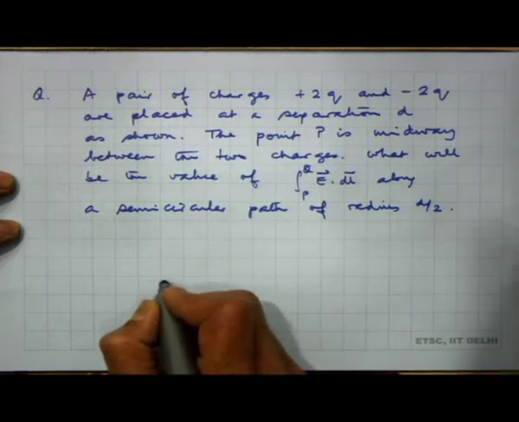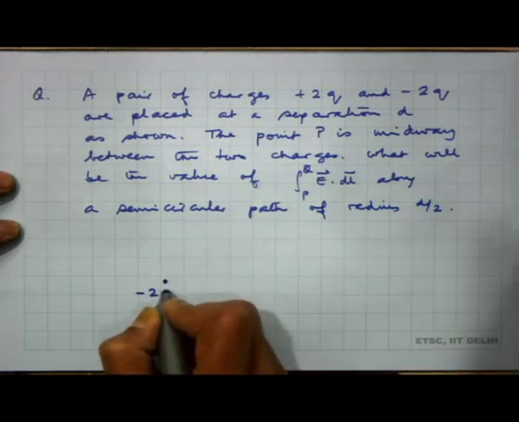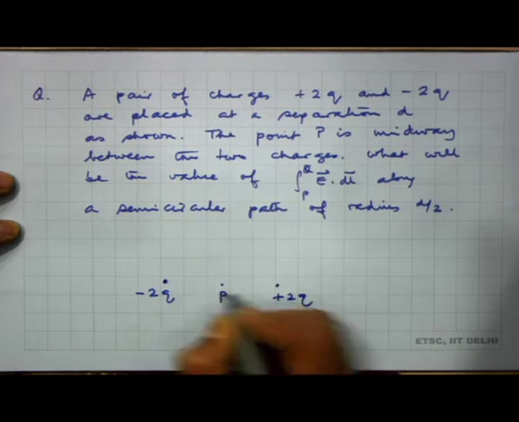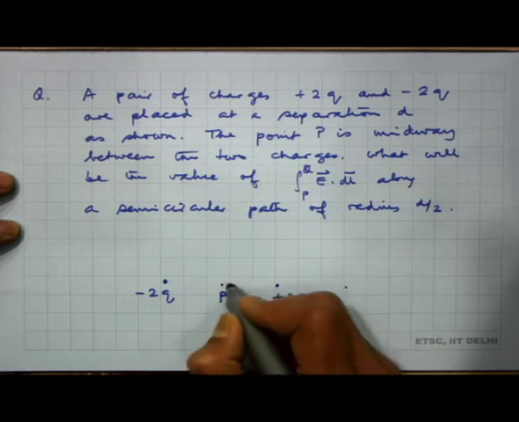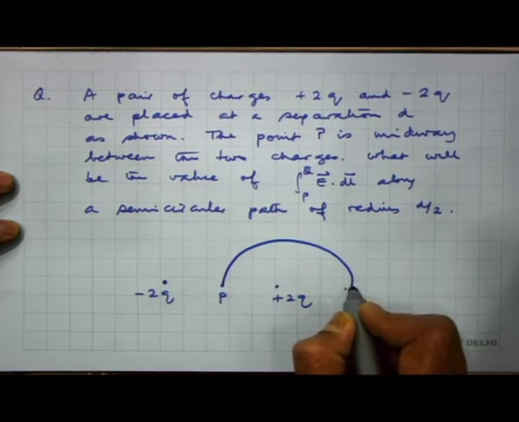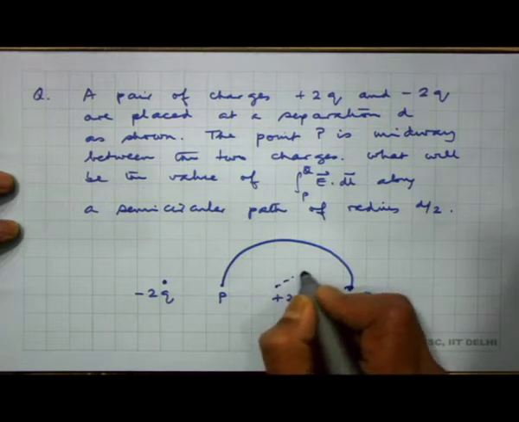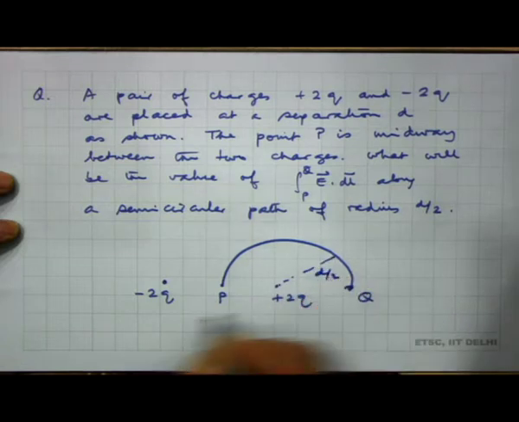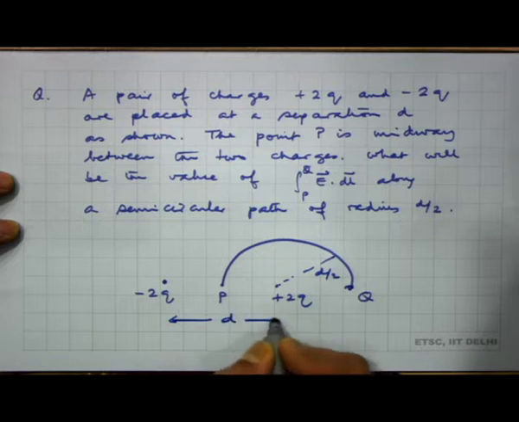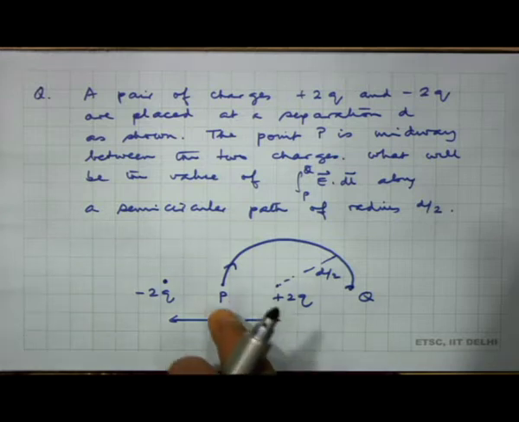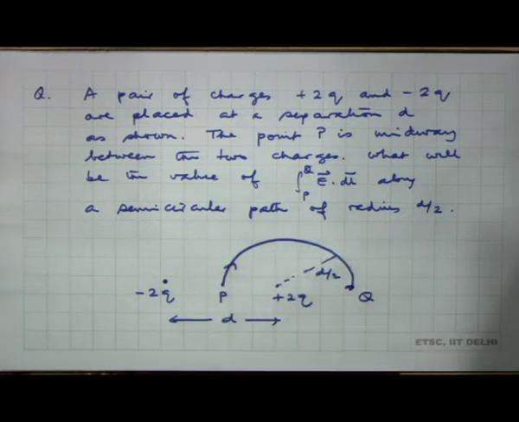So, we are given two charges, there is a minus 2q here and a plus 2q here, there is a point P midway here, and there is a path which I choose is this one, this is Q and this radius is d by 2 and this distance is d. So, the question is, what is the integral E dot dl from P to Q along this semicircular path?